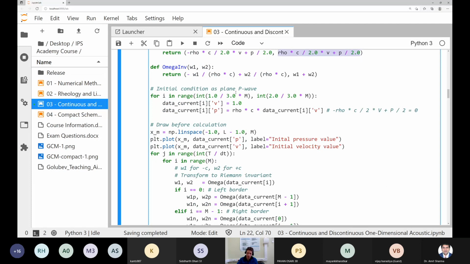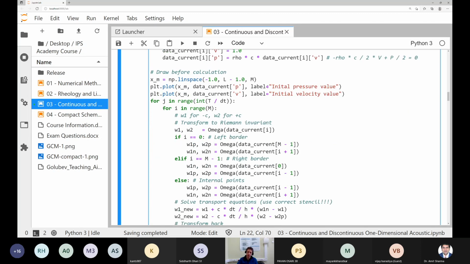I applied the initial condition here. In fact, I chose V and P such that one of the invariants W1 or W2 is equal to 0 in the whole domain, and the other is not equal to 0. It will lead to the initiation of a plane wave propagating to the right direction or to the left direction. It depends on the chosen number of invariant, W1 or W2.